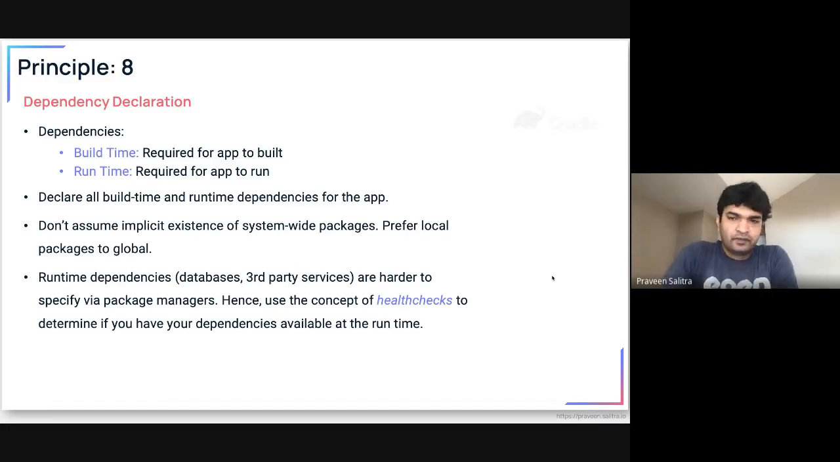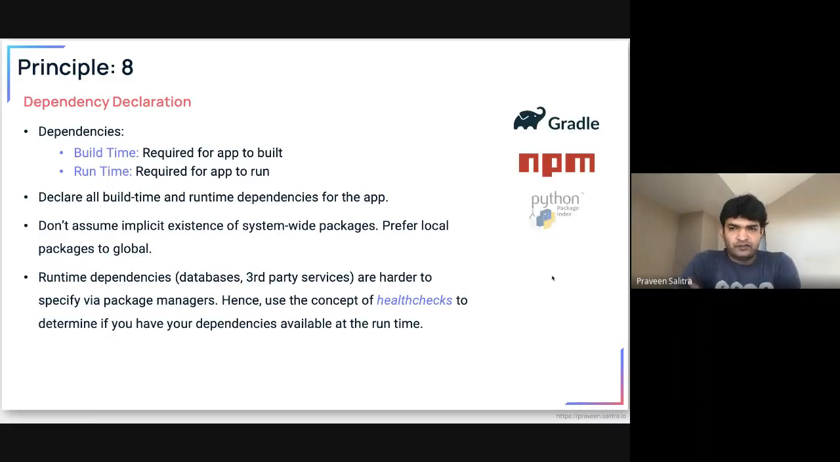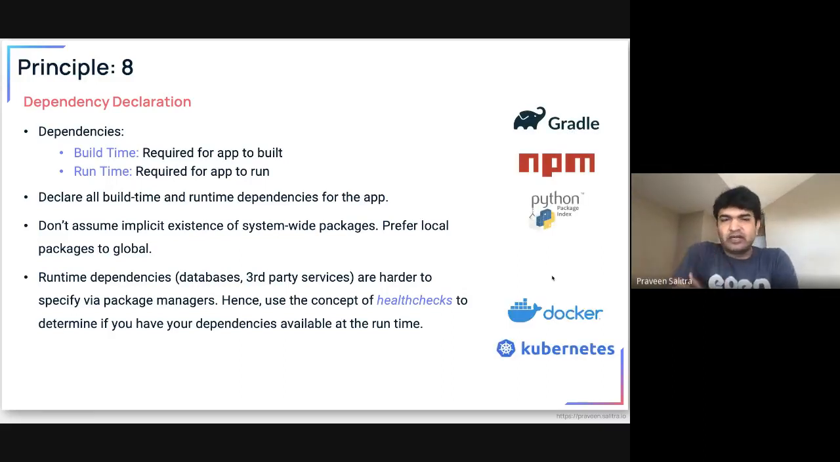That's the whole idea. So for build time dependencies, depending on what programming stack you are in, you have a lot of options. For runtime, there are some features available in containers and Kubernetes that can handle the concept of health checks for you.